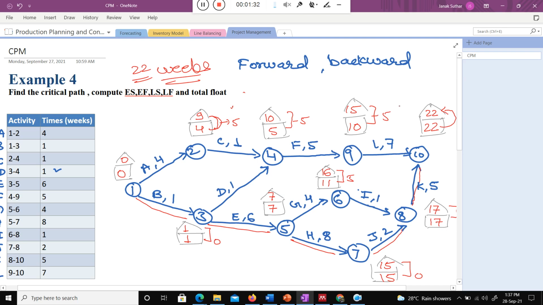If activity A is completed in 3 weeks, what will be the impact on the final project completion time? It will not have an impact. My project will be complete in 22 weeks only, because it totally depends on this particular path: 1 to 3, 3 to 5, 5 to 7, 7 to 8, and 8 to 10. Are you getting my point, class?